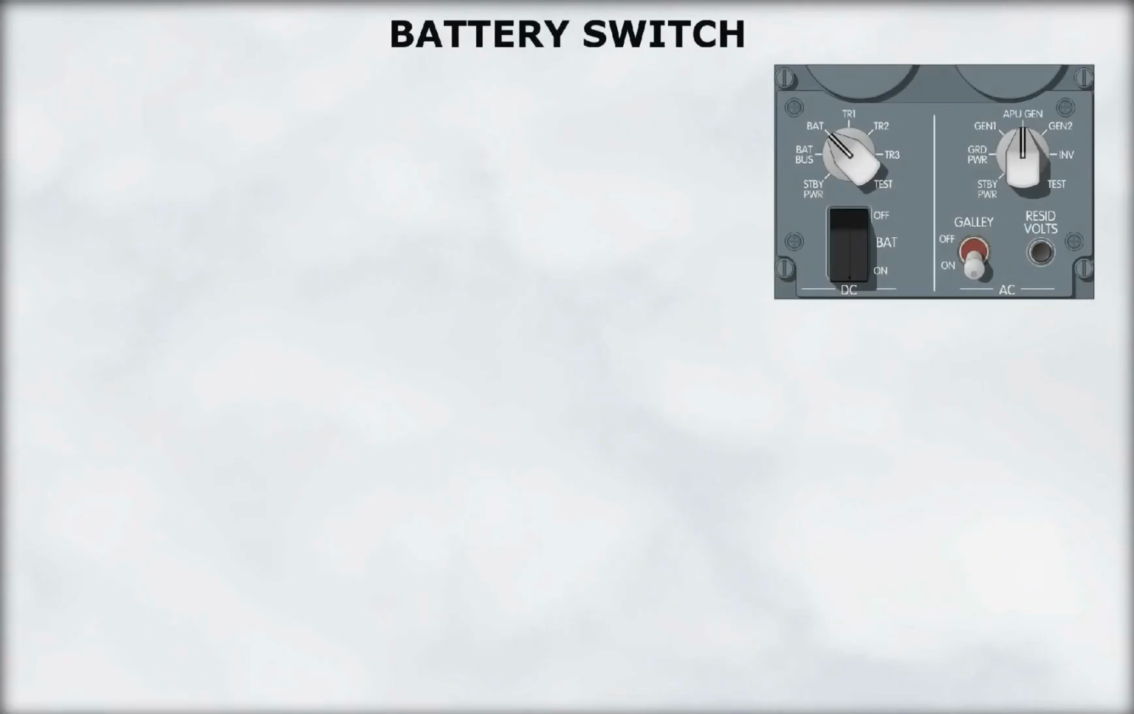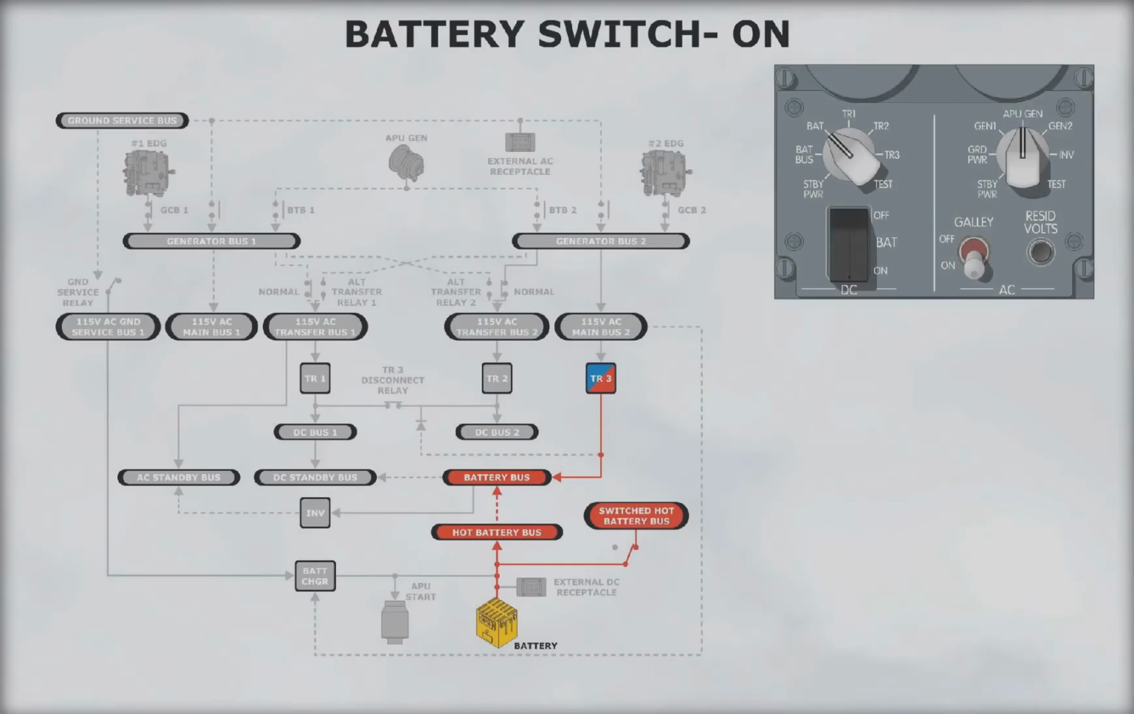The battery switch controls DC power to the switched hot battery bus and the battery bus. The battery switch is a two-position switch guarded to on. When the switch is on, the primary power source of the battery bus is TR3, and the alternate power source is the hot battery bus.